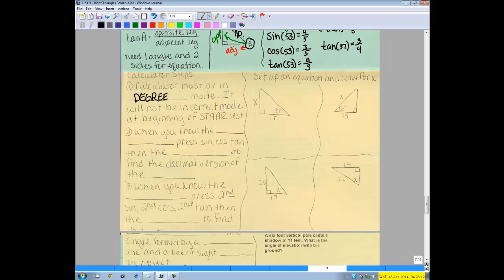When you know the angle measure, press sine, cosine, or tangent, then the angle measure. That means the degree, to find the decimal version of the ratio. When you know the ratio, press second sine, second cosine, or second tan, then the ratio to find the angle.